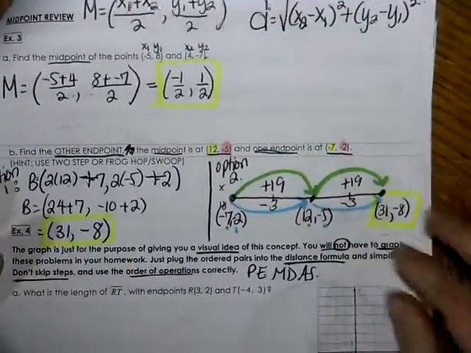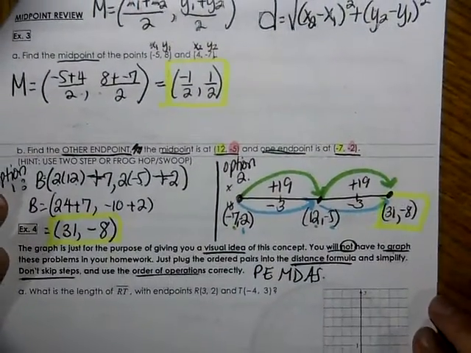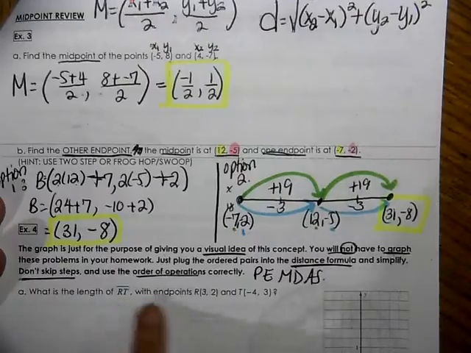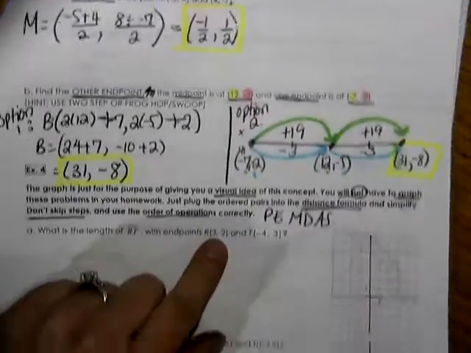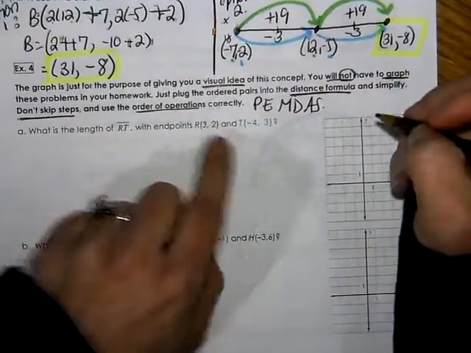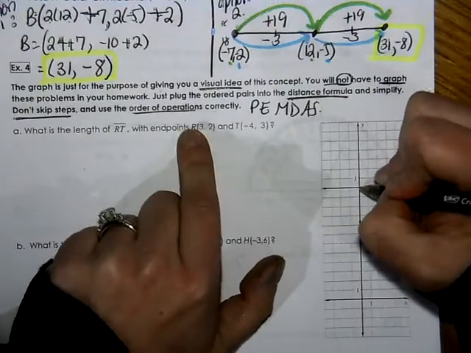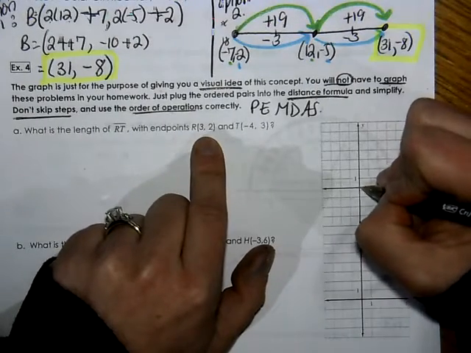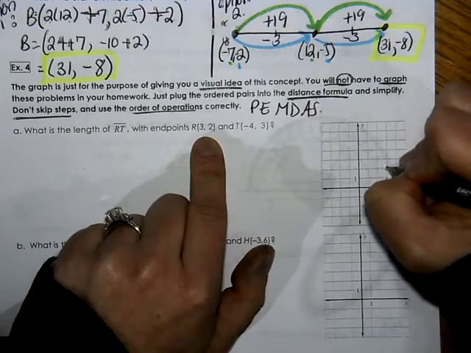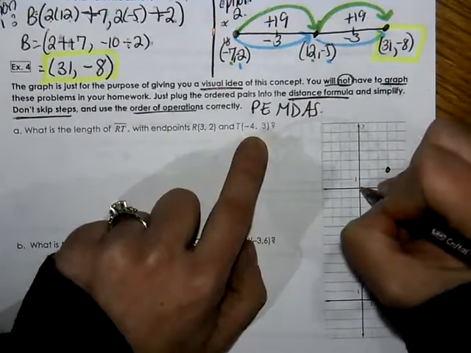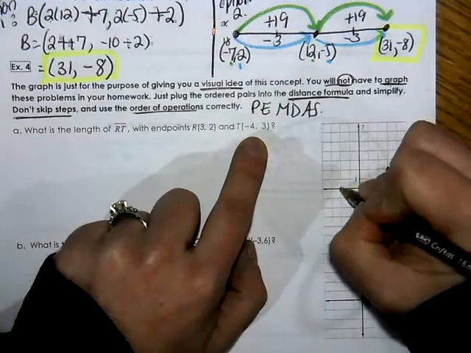And we're going to use this formula to find the distance. So first of all, I would recommend strongly plotting these points of R and T. So R is located at 3, 2. And T is located at negative 4, 3.